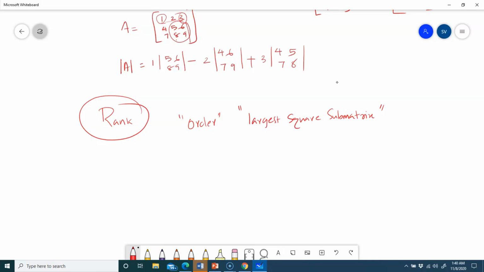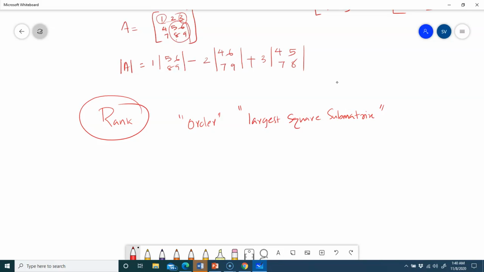The rank is the order of the largest square submatrix, and there is a condition: its determinant should not be 0. So when we are considering a submatrix, and we find the determinant value of that submatrix, if it is not equal to 0, then the order of that submatrix is the rank of the given matrix.